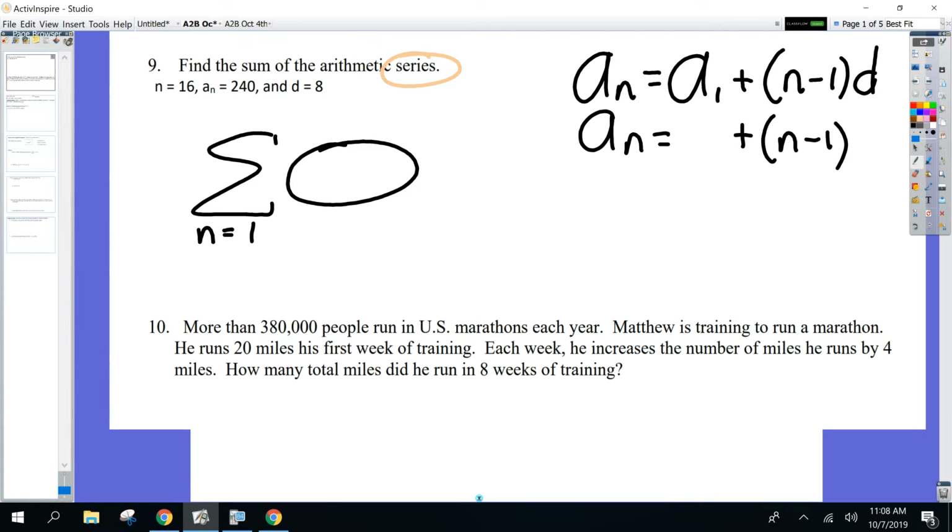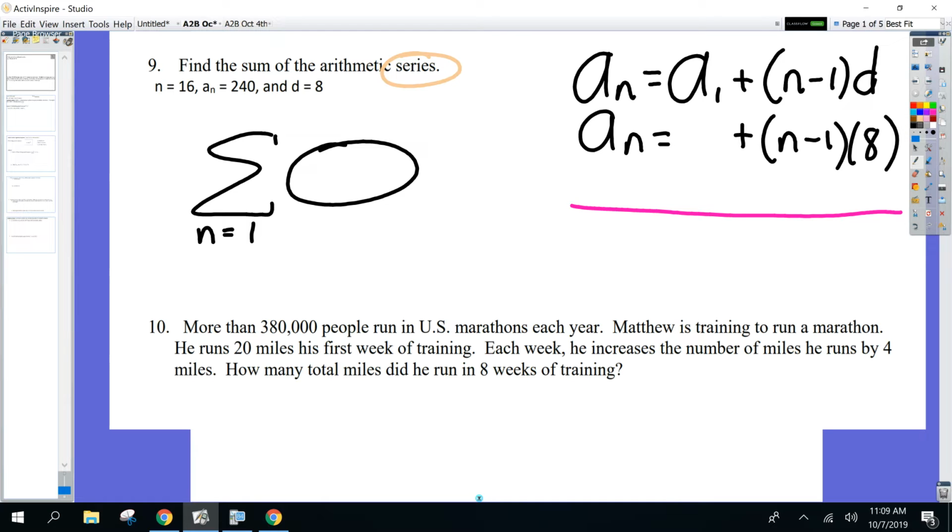And what's your d value? 8, all right. Help me find the first term. I don't think you can work backwards here, because I don't know what term this 240 is. But ready? Can I use this equation again to find the first term? And the answer is you're darn right I can.